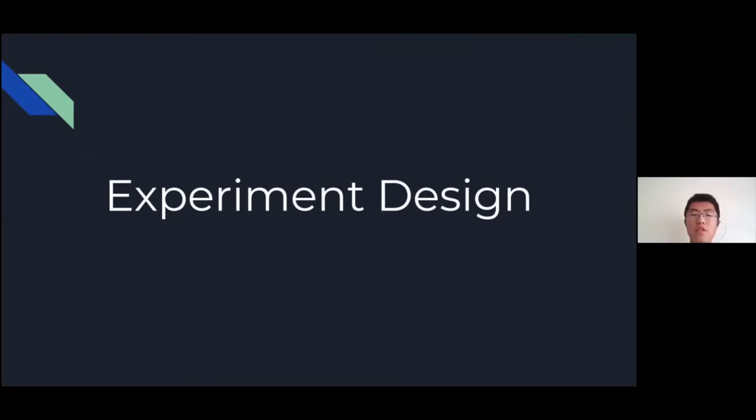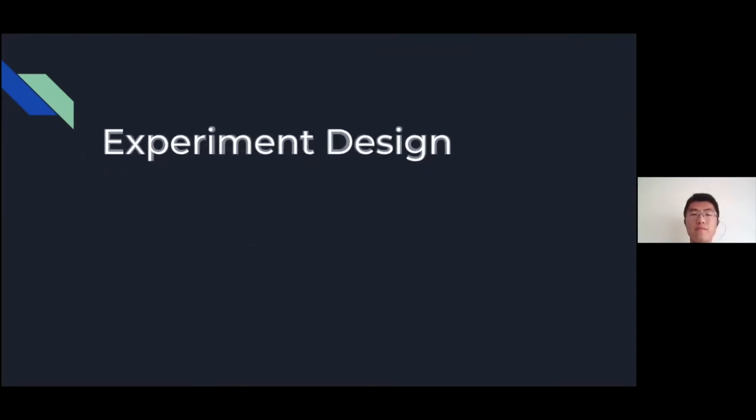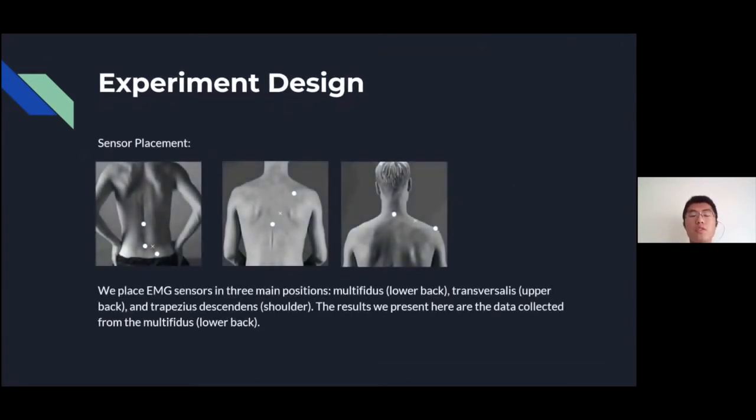Now let me introduce the experiment design. In our experiment, we focus on 3 parts of the muscles. The first one is the multifidus, the lower back muscle. The second one is the transversalis, the upper back muscle. And the third one is the trapezius descendens, the shoulder muscles. Due to limited time and resources in this period of time, in this project, we only focused on the lower back muscles, which is most commonly reported by office workers and doctors with pain issues. So today, the results we present are the data collected from the multifidus, the lower back muscles.